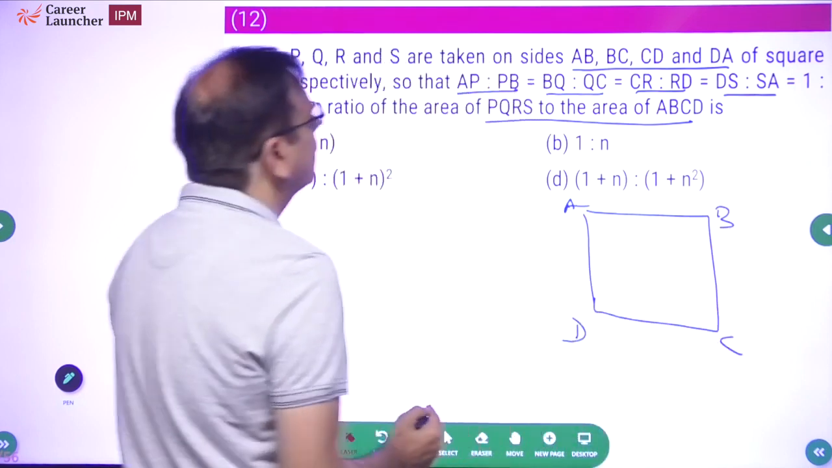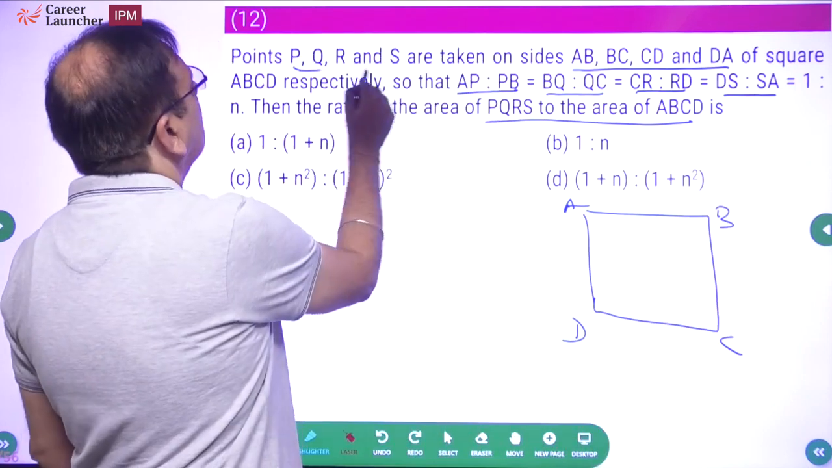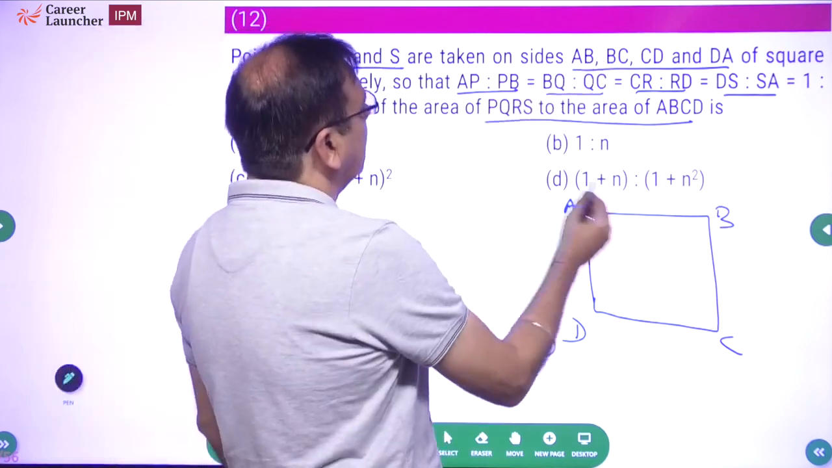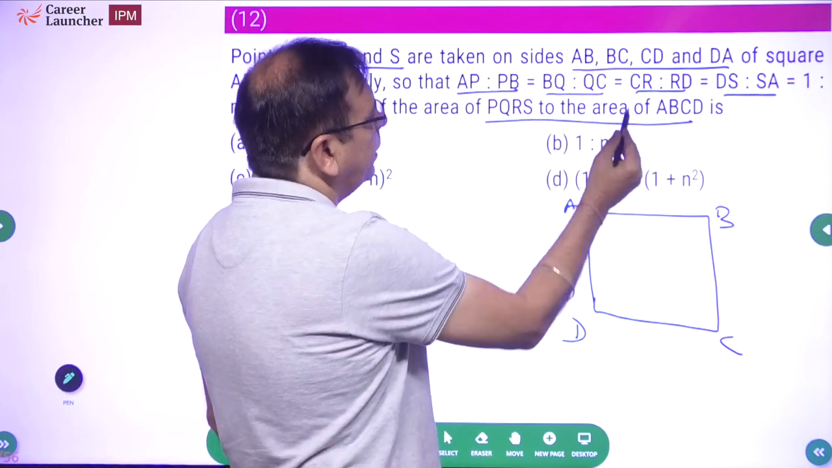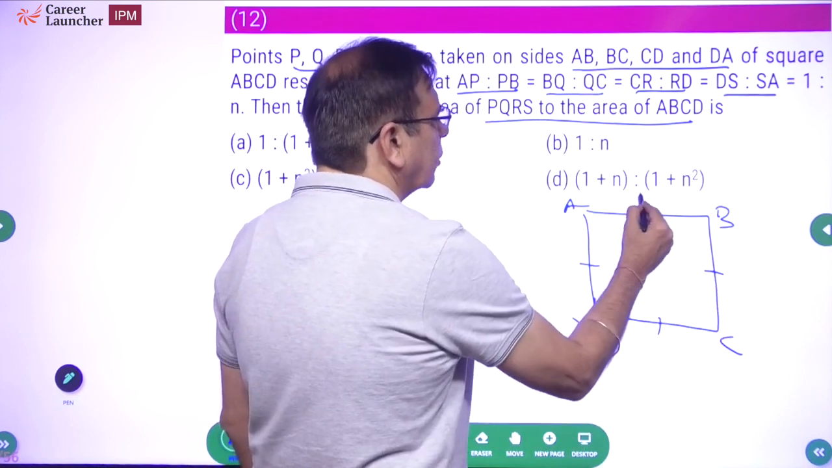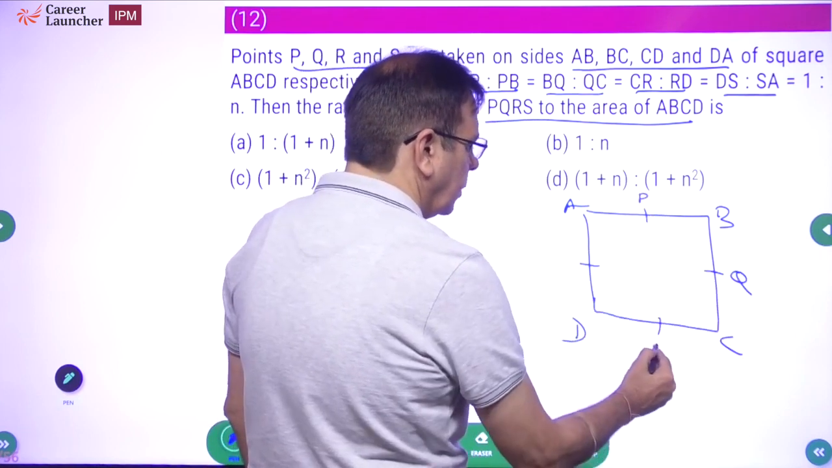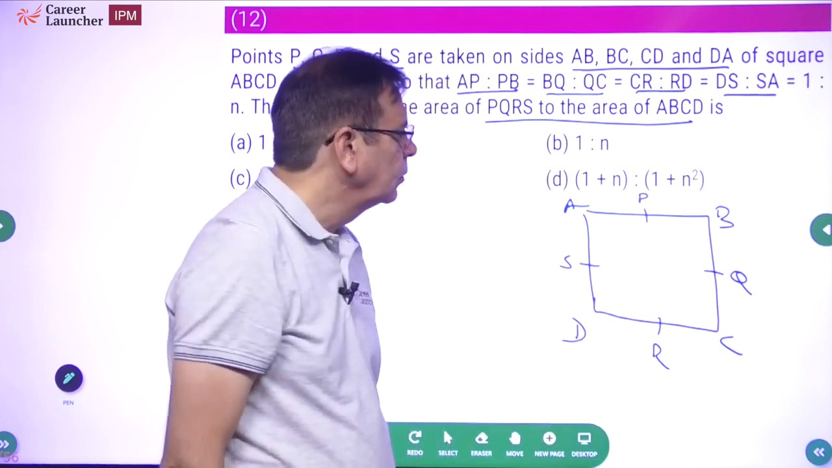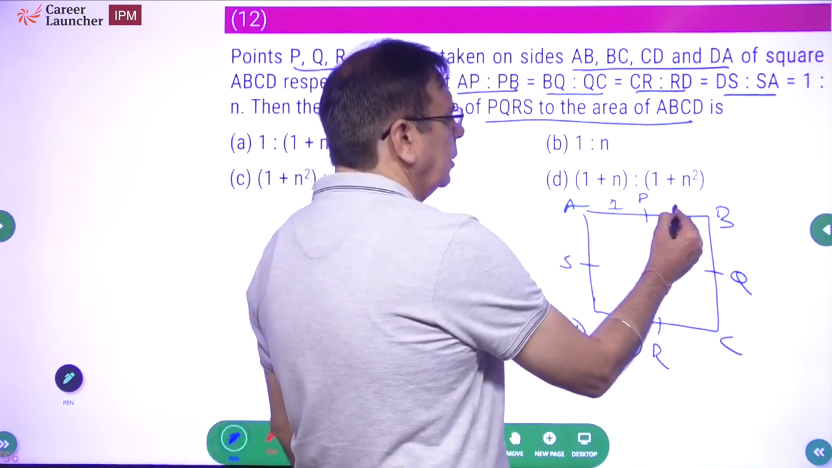ABCD. What is he saying? PQRS on these sides. P is on AB. And he's saying AP is to PB, BQ is to... Let me take PQRS to be the midpoints of the sides. Right? What does this mean? If this is 1, this will be 1.